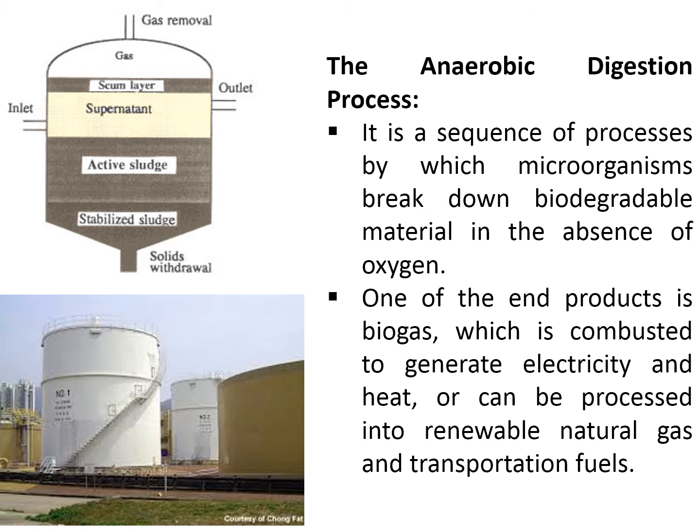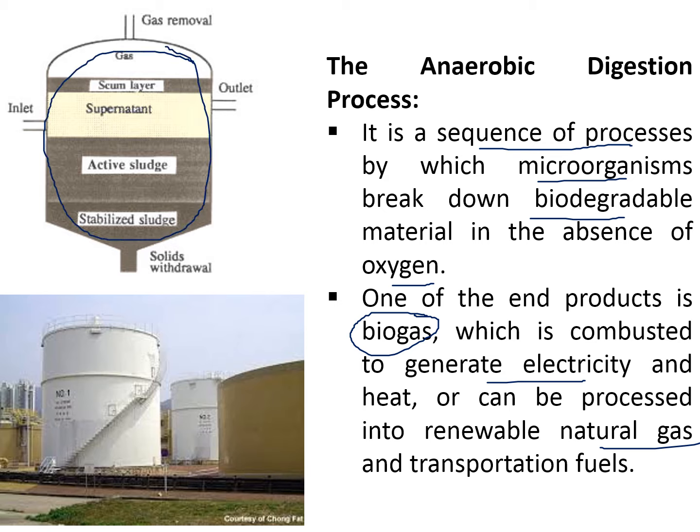After that, whatever sludge is collected in the primary sedimentation tank as well as the secondary sedimentation tank is to be supplied to the anaerobic digester. The anaerobic digester is nothing but a sequence of processes by which microorganisms break down biodegradable organic material in the absence of oxygen. One of the end products is biogas, which is basically methane along with carbon dioxide. It is used for electricity, can be used as a natural gas, and can be useful as a transportation fuel.